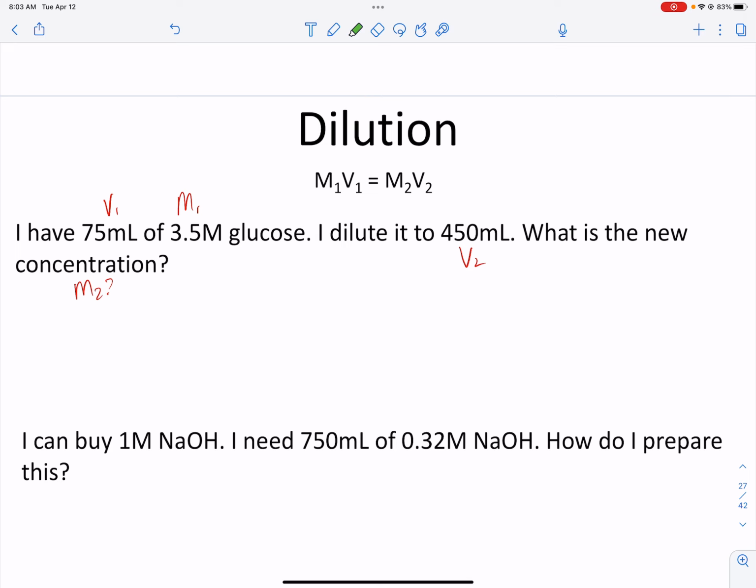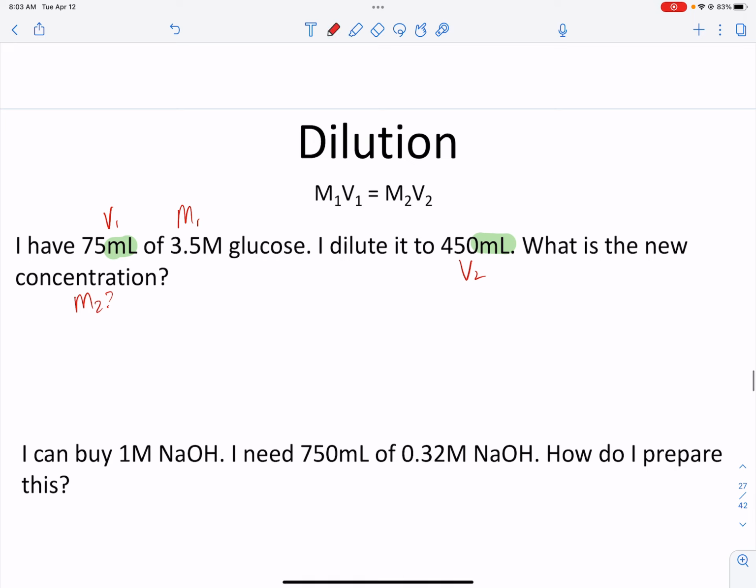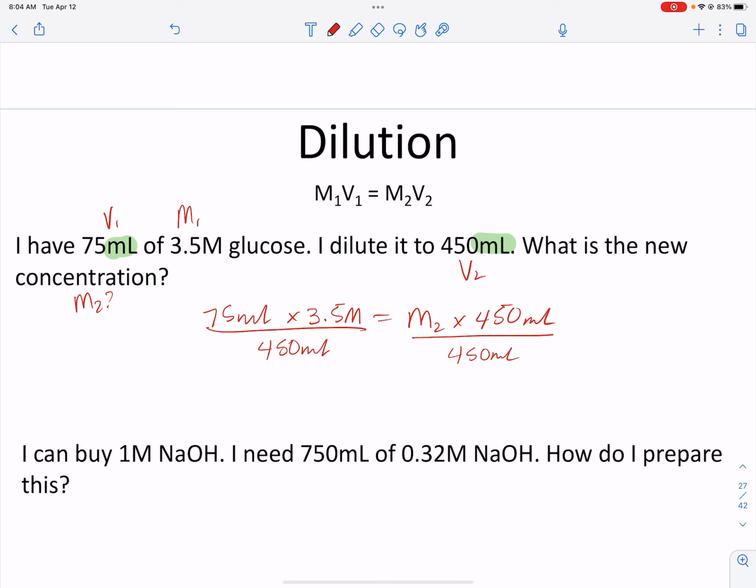Now, notice units of volume are both milliliters, so we're good here. We don't have to convert anything. We can just plug it all in and solve for M2. So 75 milliliters times the 3.5 molar, and you do not have to write out moles per liter. You can just plug in M. It is going to be equal to M2, because that's what I'm looking for, so I don't know what that is yet. So I'm just going to write M2 times 450 milliliters. So to solve for M2, I need to move the 450 over, so I'm going to divide both sides by 450. It cancels over here. All of it cancels. And now we just do the math.